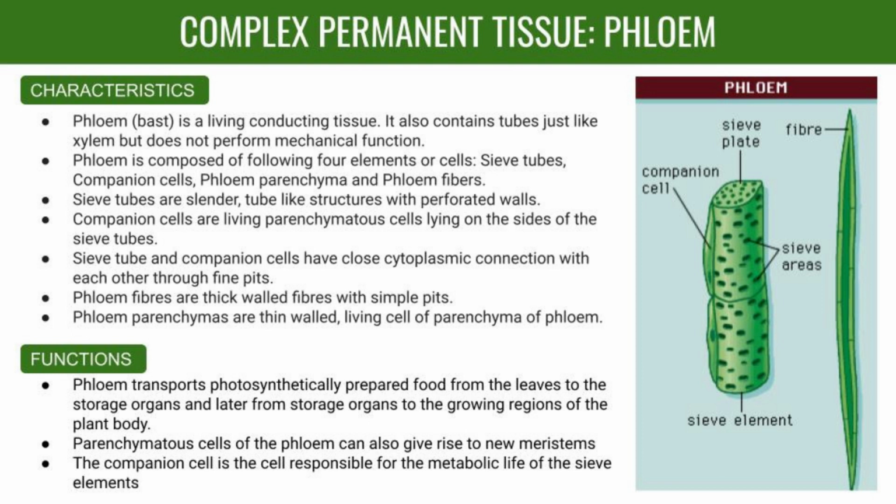Functions. Phloem transports photosynthetically prepared food from the leaves to the storage organs, and later from storage organs to the growing regions of the plant body. Parenchyma cells of the phloem can also give rise to new meristems. The companion cell is the cell responsible for the metabolic life of the sieve elements.